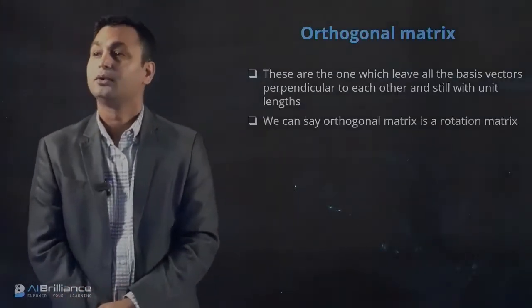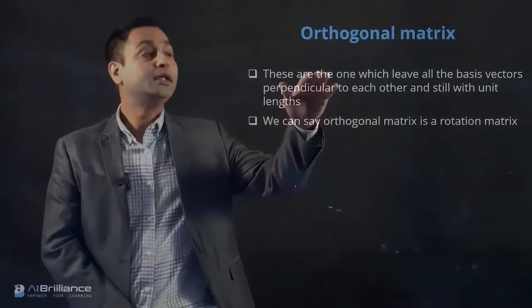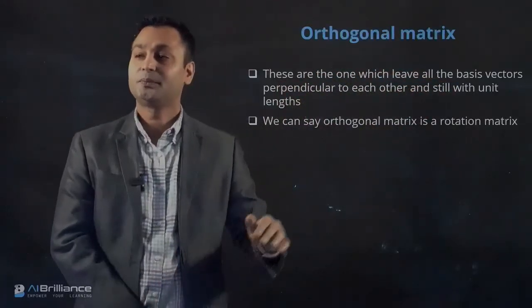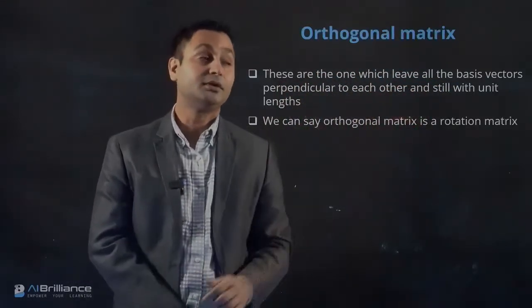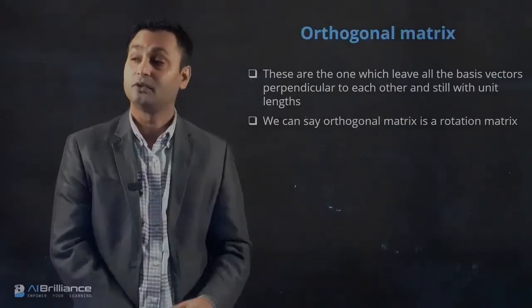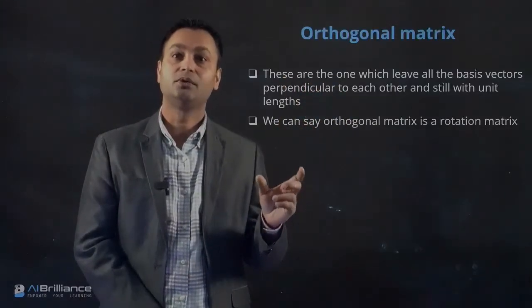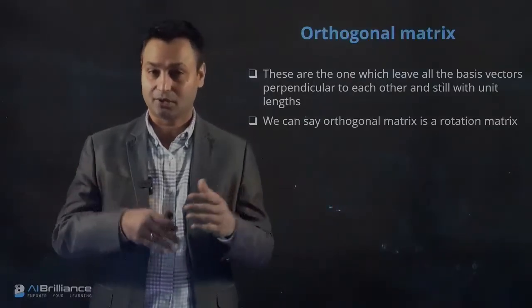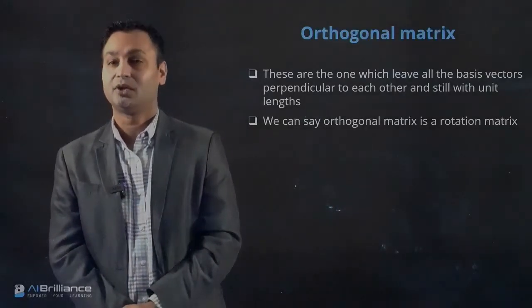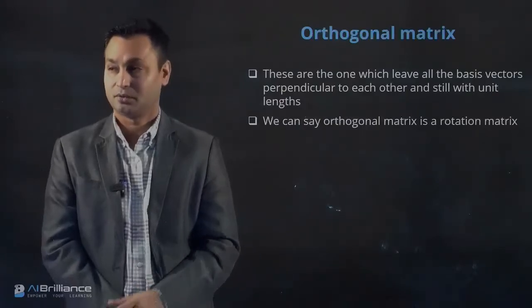Okay, so these are the ones which leave all the basis vectors perpendicular to each other and still with unit length. So any orthogonal matrix will have geometrically this property. When you do the transformation, the unit vectors do not get stretched or compressed, their lengths do not change, and the lengths are still unit length.